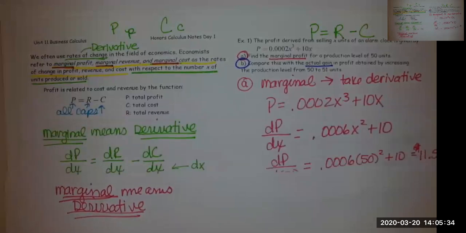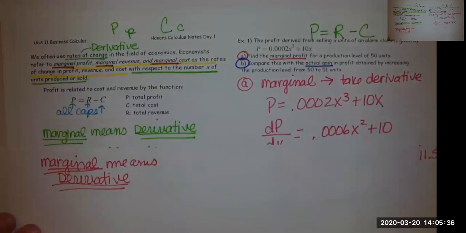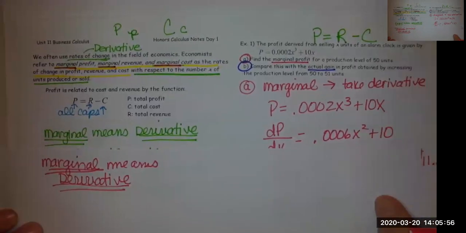And something I want you to notice is that these are all capital letters. R stands for revenue, C stands for cost, P stands for profit, in capitals. If we use lowercase letters, those are going to stand for something else. So make sure that you notice these are capital letters, okay?